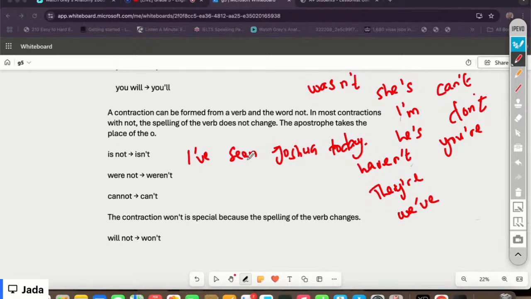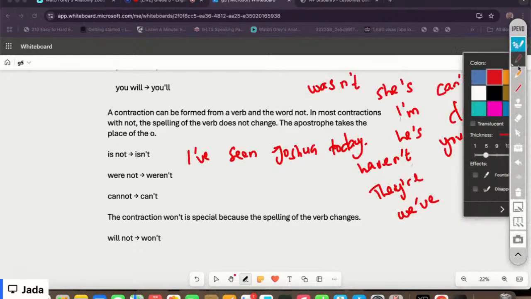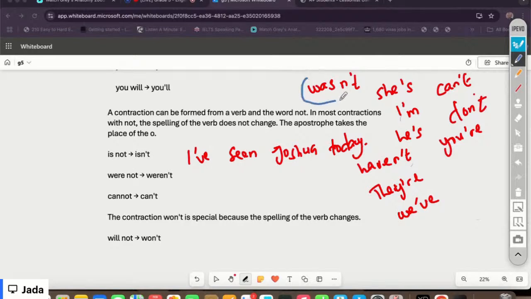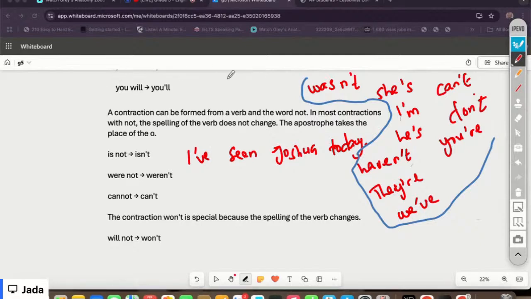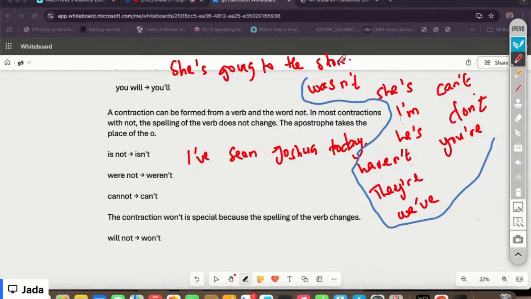All right, so we have the first sentence, which is I have seen Joshua today. That is a very good sentence using a contraction. All these are a list of contractions that we have here. If you're here, who's driving the plane? Good. So that's a very good sentence. And I have my own also. We can say she's going to the store. Okay, so the rest of you, you can share with us some sentences using the contractions. Let's see if you can make sentences with them.